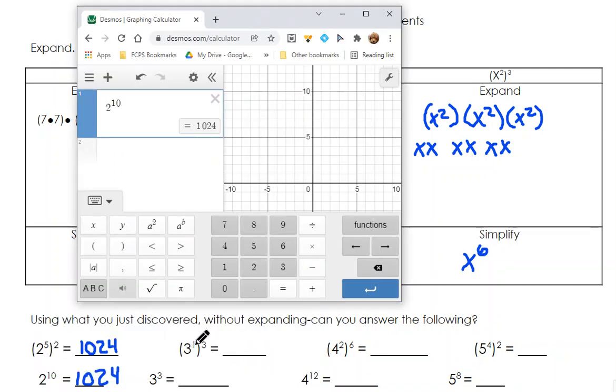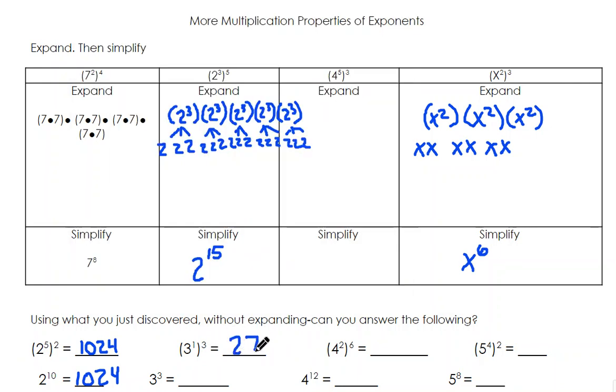3 to the 1st power is just 3. 3 to the 3rd power is 27. Because it'd be 3 times 3 times 3, 27. What is 3 to the 3rd power? 3 to the 3rd power is 27. Okay, that's interesting. Let's try this one.